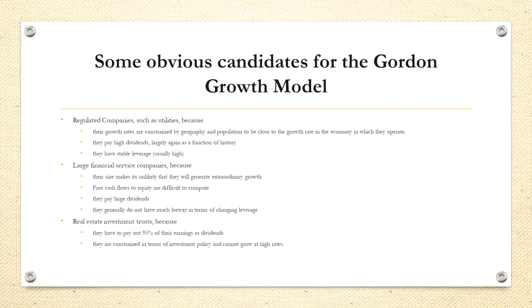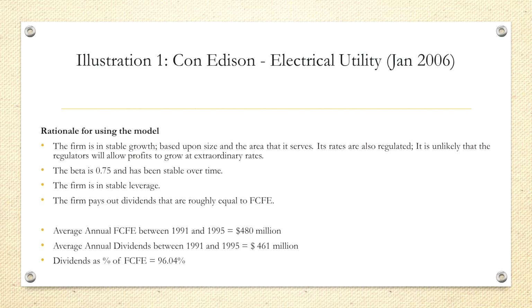In reality, we have 3 basic types of company that we can use this constant growth model. The first one is regulated company, especially the utilities companies. The second type is large financial services companies, such as banks, investment banks, and so forth. And the last one is REITs, real estate investment trusts.